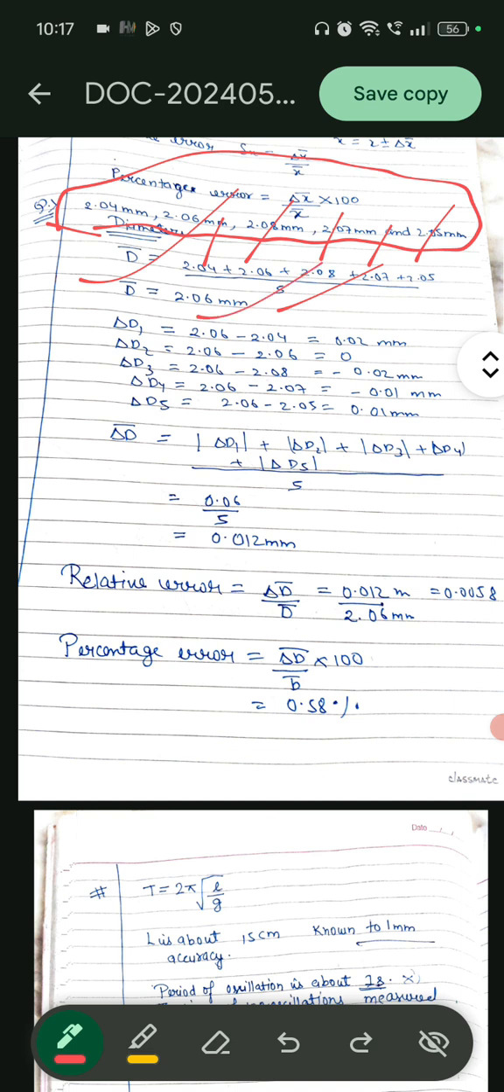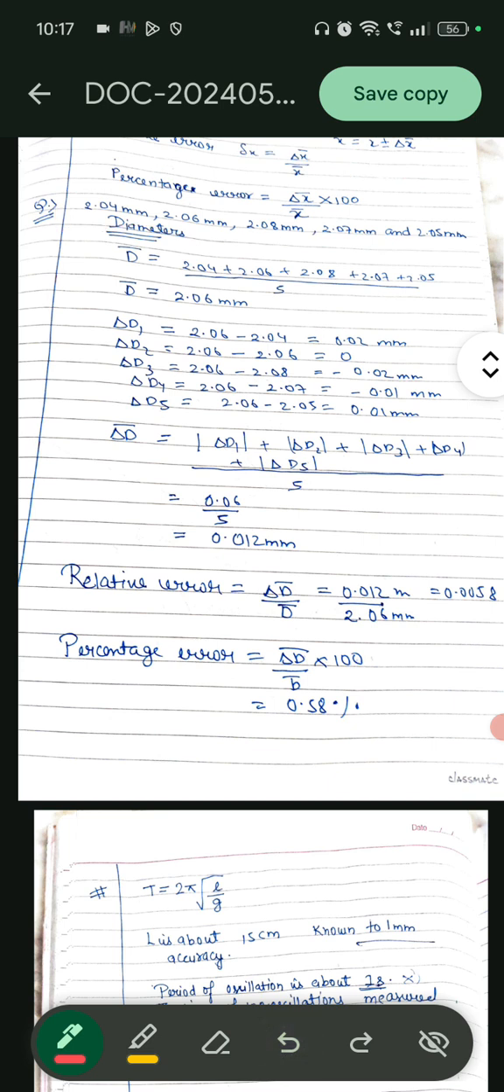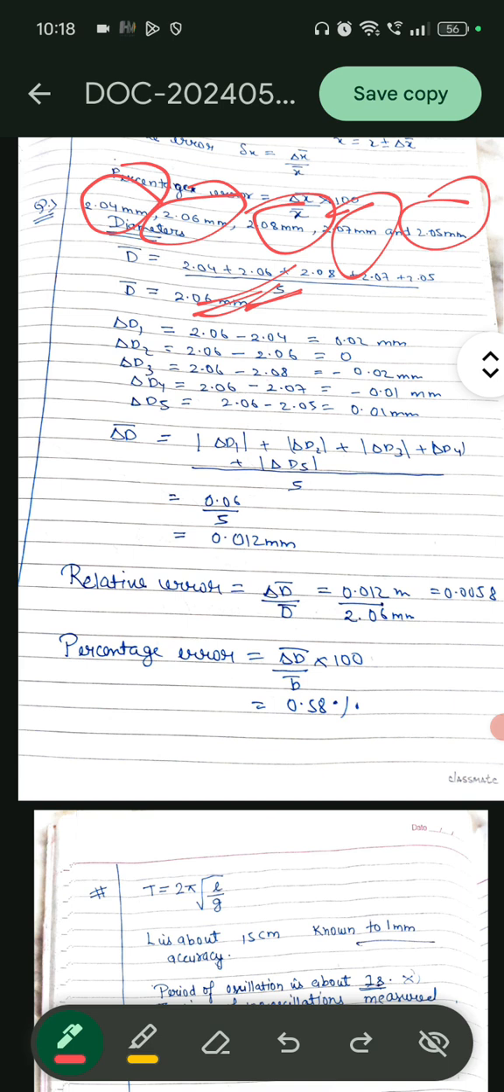And now what you have to do: take this and subtract the mean, take this and subtract the mean, take this and subtract the mean, take this and subtract the mean, take this and subtract the mean. So you have to subtract it, and this is your answer. And you have to take the mod, because there is a minus sign. When you take the mod, then you will find the absolute error. So this is the absolute error, and this is the mean absolute error.